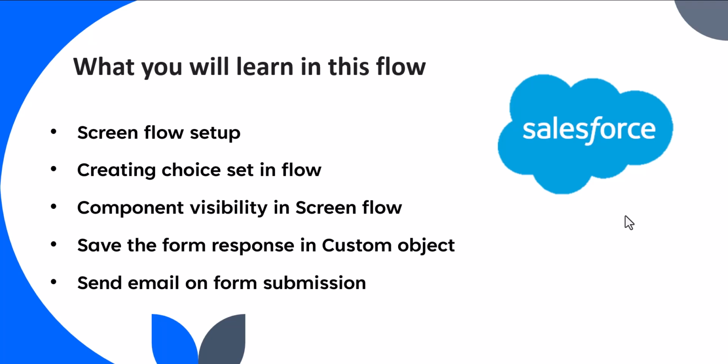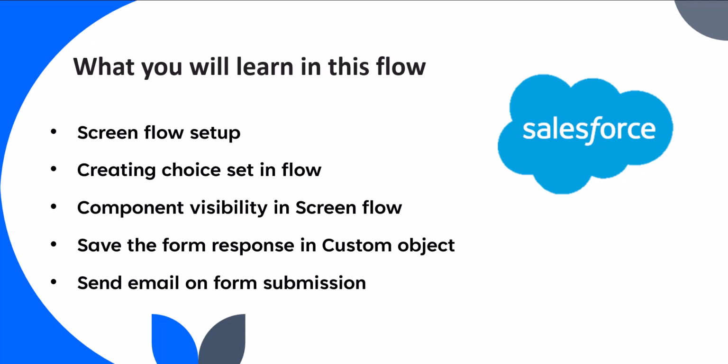So you will also learn how you can add a picklist with a twice set to a ScreenFlow, and along with this we will also add component visibility to some fields in the ScreenFlow. Whatever input the user gives in the fields, we will save in the custom object, that is survey response, that I have created. And at last, after the successful submission, an email will be sent to the user email ID that the user has entered in the email field.